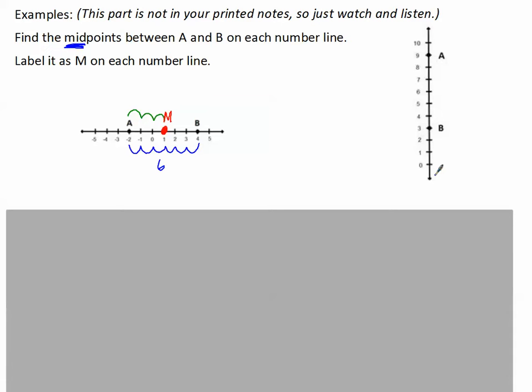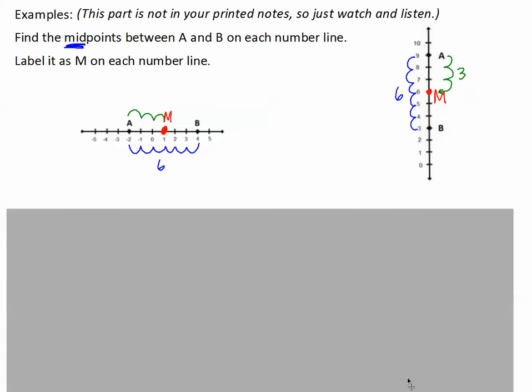What did you do this time? 1, 2, 3, 4, 5, 6. So again, that was 6. And maybe we counted how many spaces from the top? Halfway. And we landed here, only 3 spaces away, and we can put M, the midpoint, there.